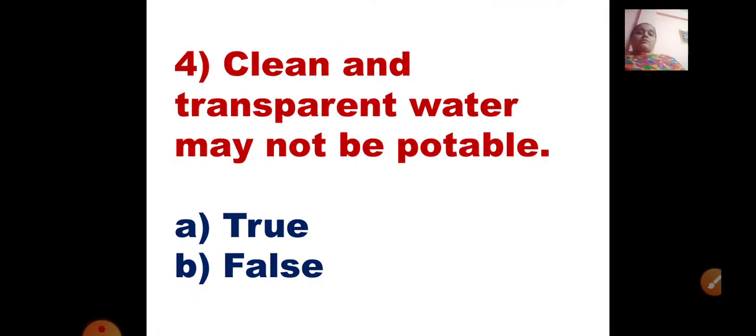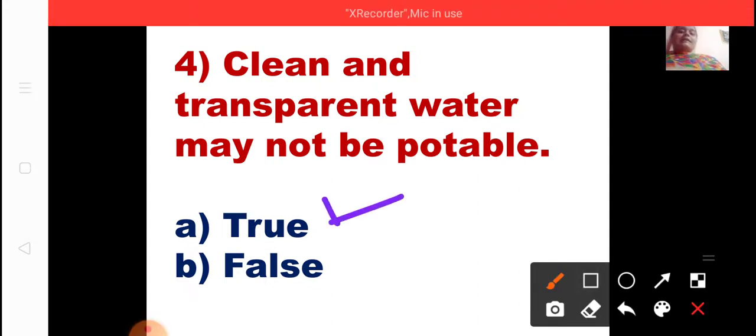Now move on to the fourth one. Clean and transparent water may not be potable. Okay, clean and transparent water may not be potable. Potable means what? The water which is safe for drinking. Though the water looks clean and transparent, you don't have a guarantee whether it is safe for drinking or not. And yes, it is true. Clean and transparent water may not be potable. Unless and until you boil and filter the water, it is not potable. Okay, so the answer here is true.